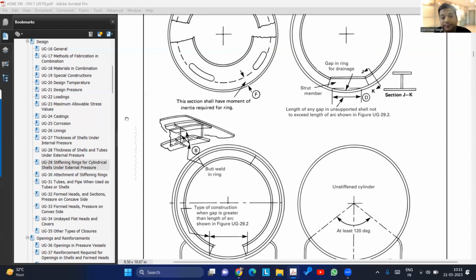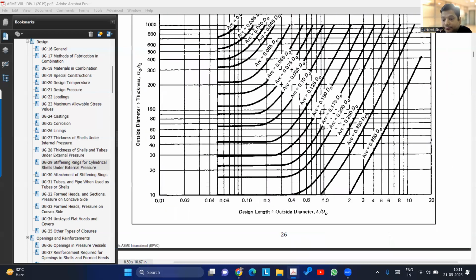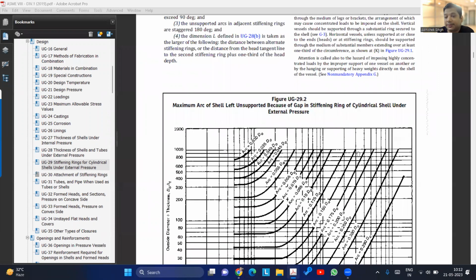Sumit, you're there? Yes, sir. Sir, can you go to that arc figure? Yes. So L means 10 to 10 line, right? L does not mean design length, L is unsupported length. For external pressure, it is the unsupported length. See, L is properly defined for external pressure.